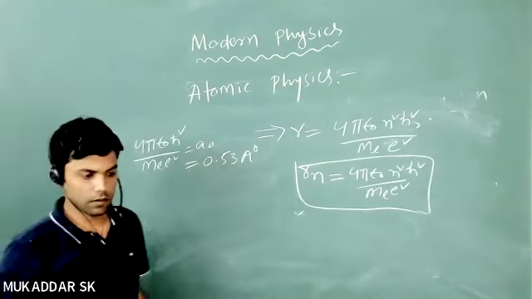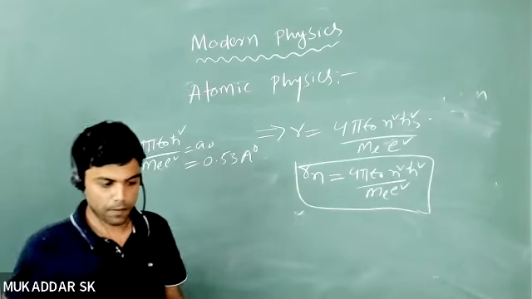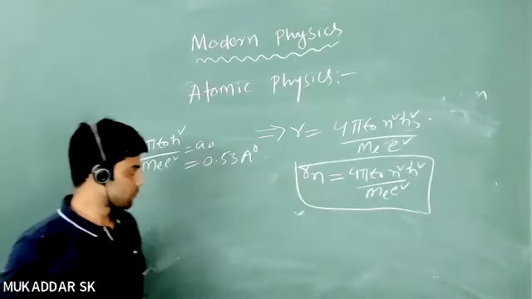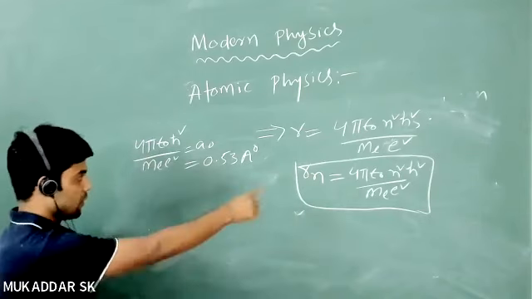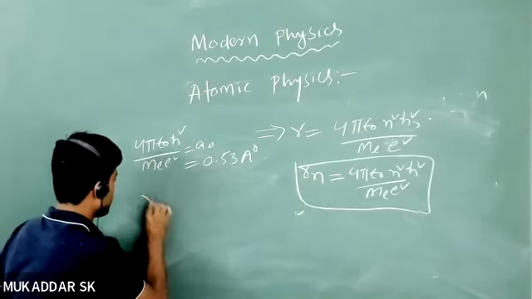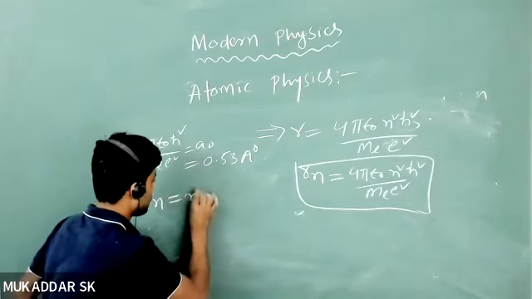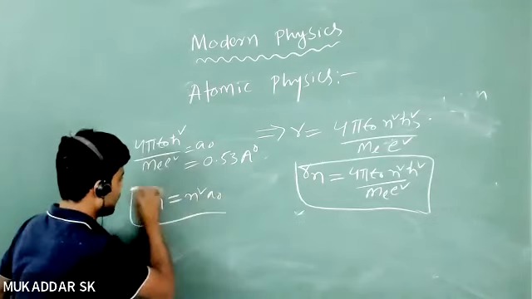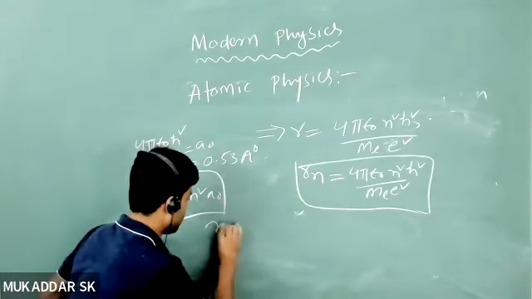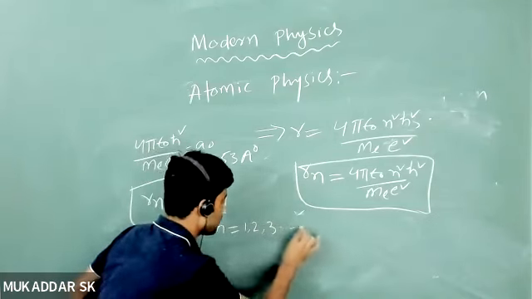Angstrom means how much meter? Anyone? 10 to the power minus 10, right? Very good. So now the radius of the nth orbit of the hydrogen atom will be n square a naught, and the n value will be 1, 2, 3 and so on.